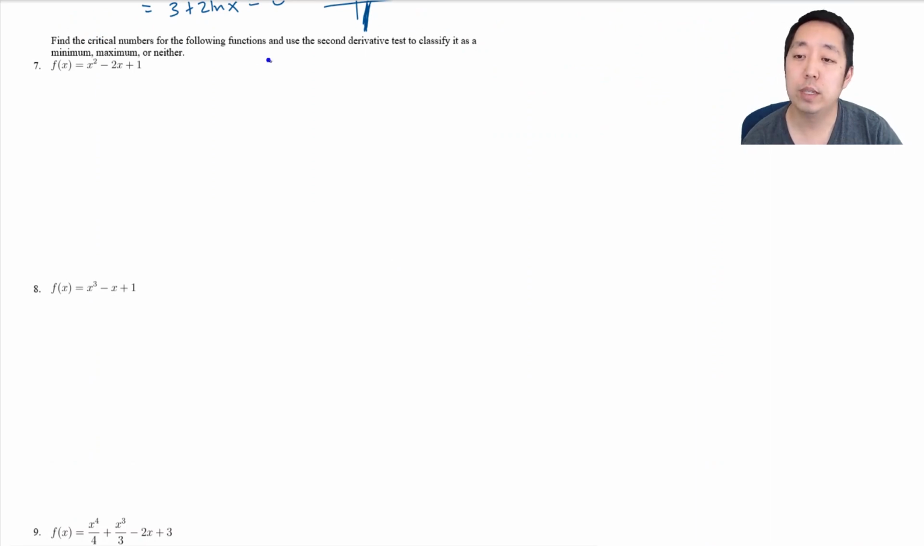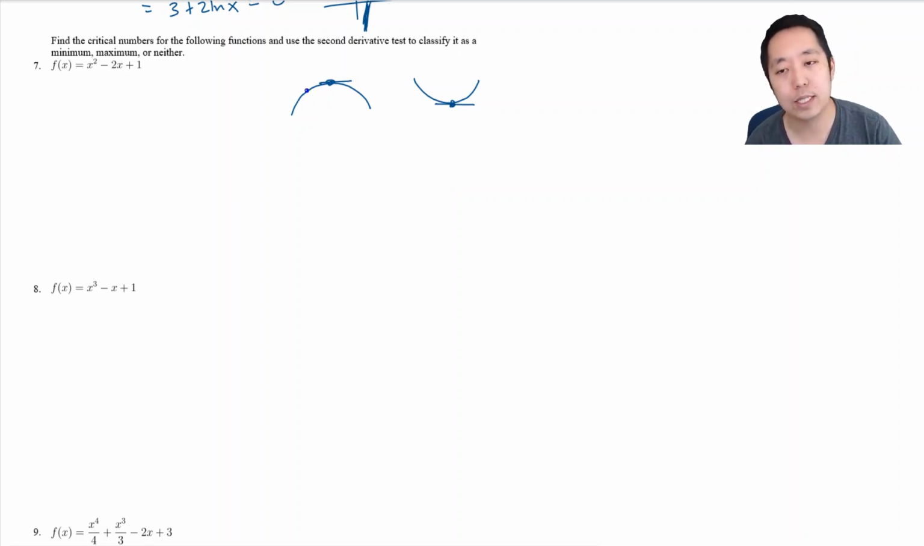So find the critical numbers for the following functions and use the second derivative test to classify as a min, max, or neither. Okay, so this is a different way of finding mins and maxes. We simply find our critical numbers, and this is again back to the first derivative, because I'm trying to determine whether I have mins or maxes. And if I draw a picture of a min or a max, in both cases the derivative is 0 or undefined. Those are my critical numbers.